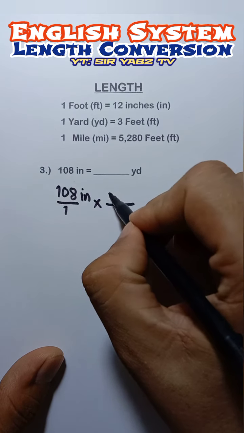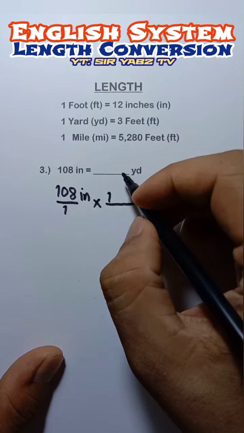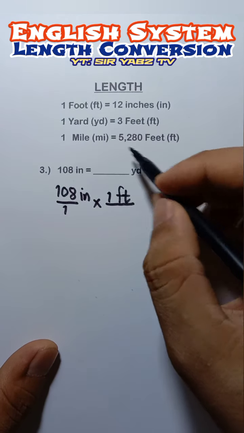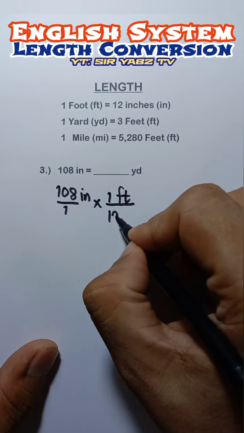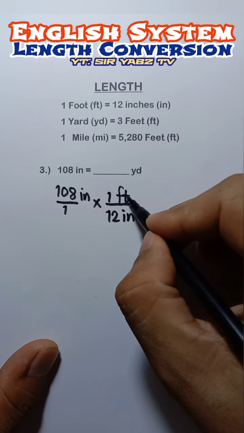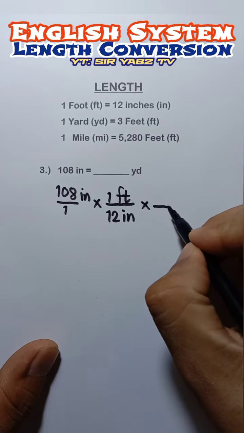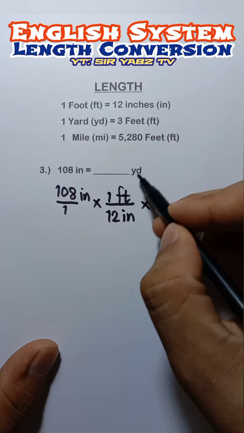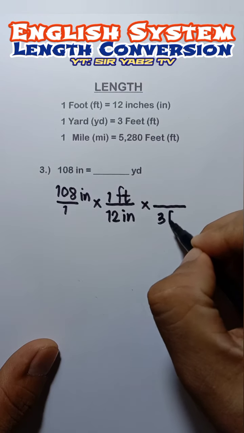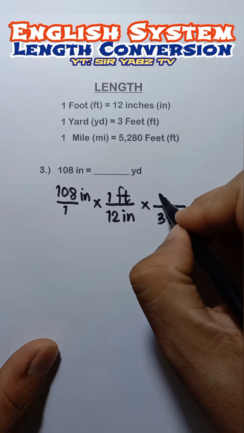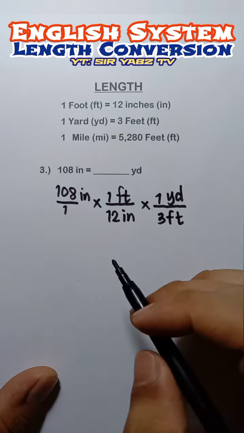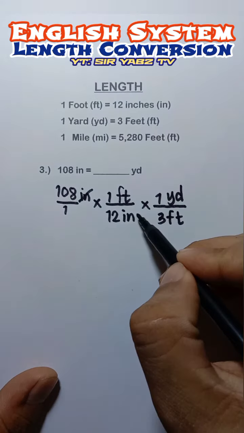So numerator, we have 1 foot. Okay, so the equivalent of 1 foot. So the denominator will be 12 inches. So that is coming from our equivalence. Next, we need another factor, but the denominator, okay, we cannot multiply this one, so we need another factor so that we can come up with the yard unit. So 3 feet for the denominator, the numerator is equal to 1 yard.